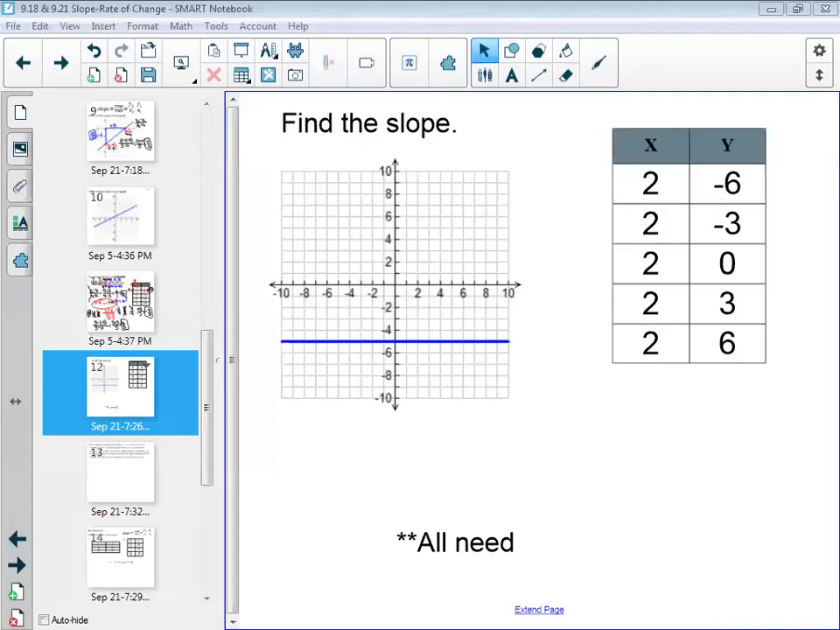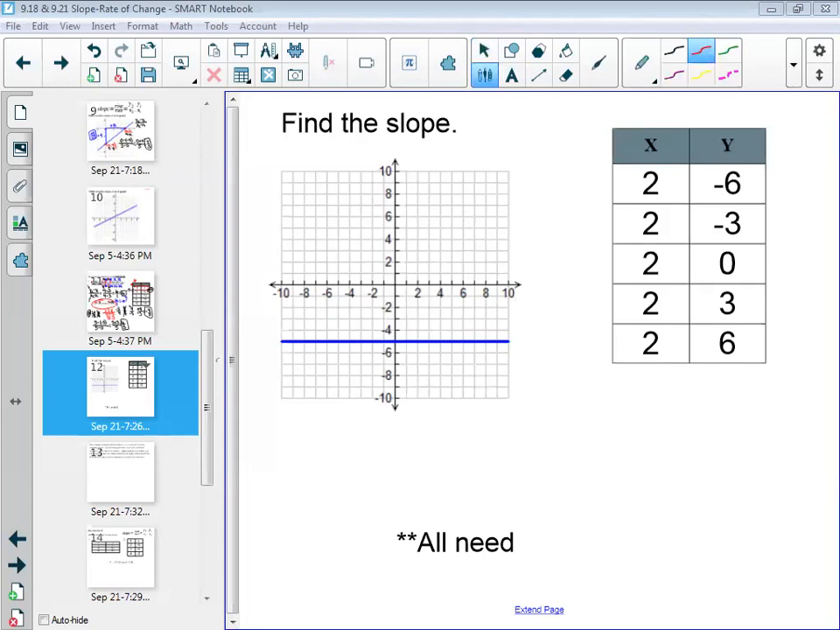All right, everybody. So when we had class on Friday, we had to finish up a few things in some of the class periods. So one of the things we didn't get to was finding the slope of this graph and this table here. When I'm trying to find the slope of this graph here, notice this is a horizontal line here. There is no rise, but there is a run.